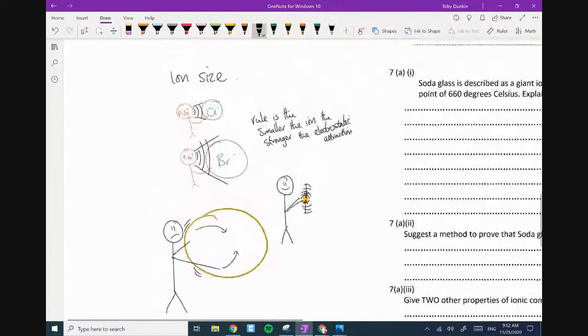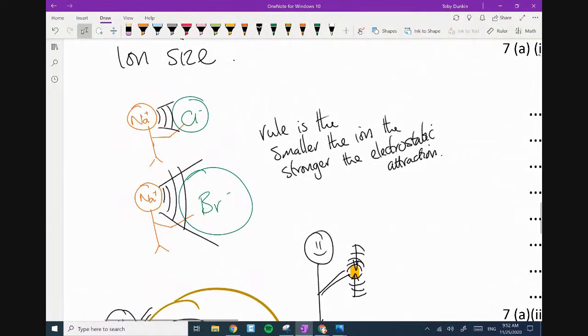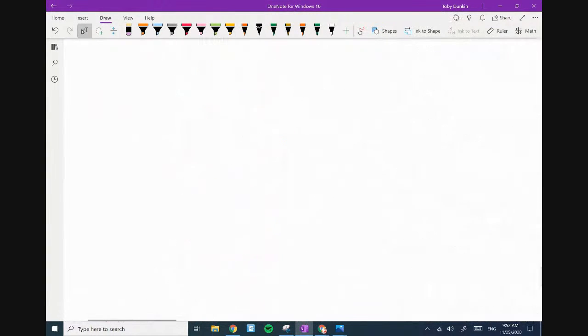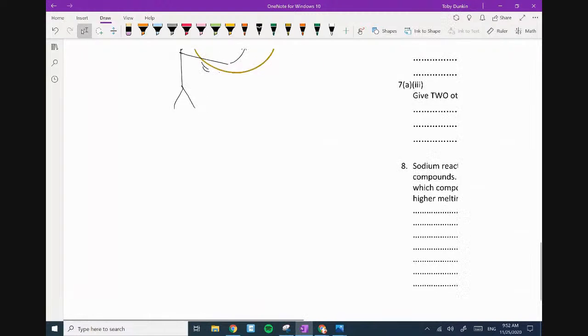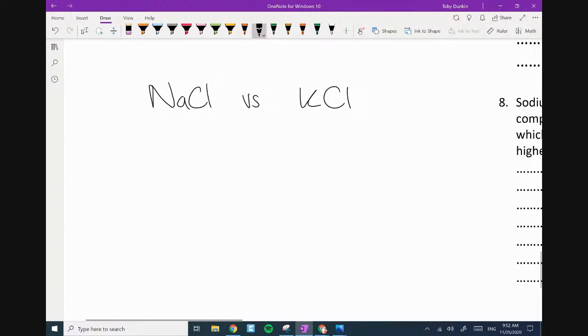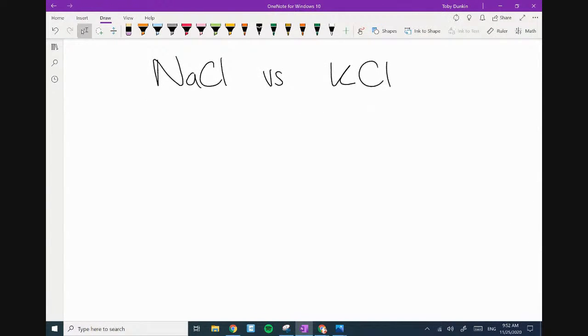So the rule is smaller the ion, the stronger the electrostatic attraction. So we can now predict other compounds as well as a result of this. And this is all you need to be able to do. Let's do sodium chloride versus potassium chloride. Right. So what we need to do is look at who it's made from. So we've got sodium ions.